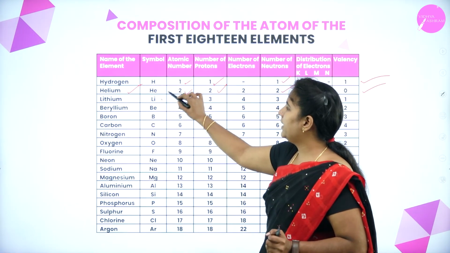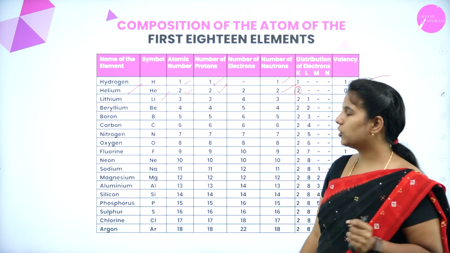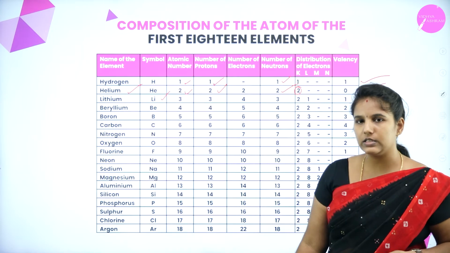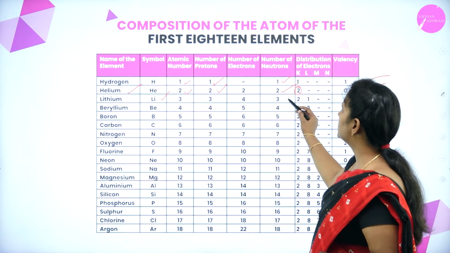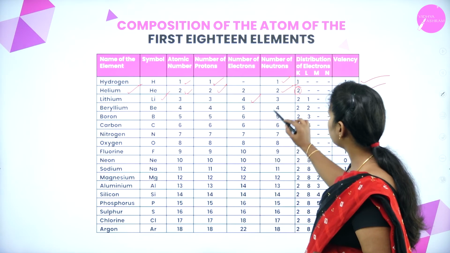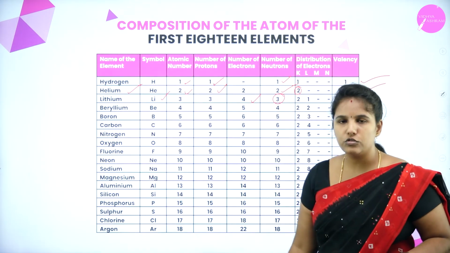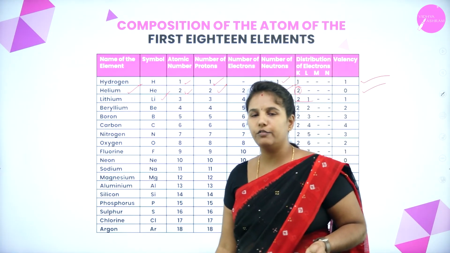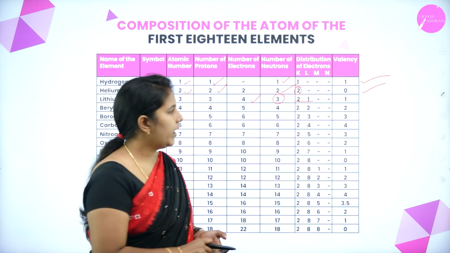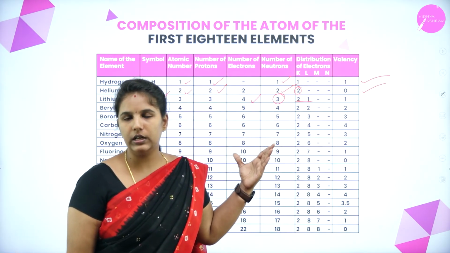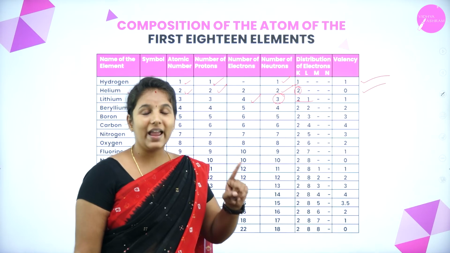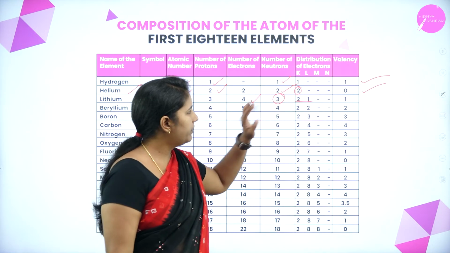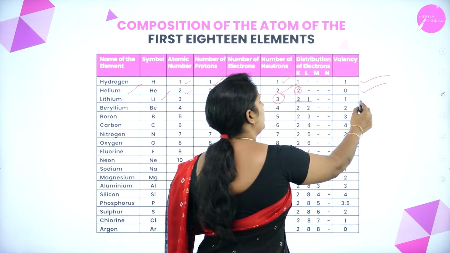Hope you understood. The next element is lithium, and its atomic number is 3. Atomic number 3 means the number of protons will be 3, so the number of electrons will be 3, and the number of neutrons will be 4. We represent this in the form of K, L, M shells. So we fill 2 electrons into the K shell and the next one into the L shell. How many electrons can the L shell accommodate? 8 electrons. So it is not satisfied, only 1 electron is there, so it belongs to the outermost shell, hence the valency will be 1.